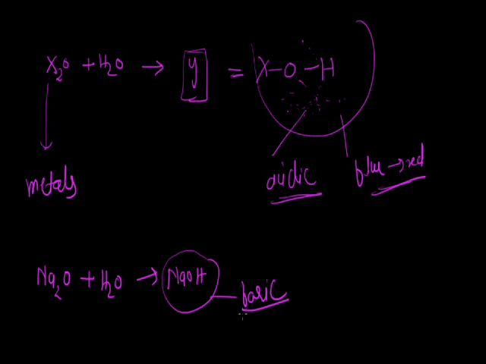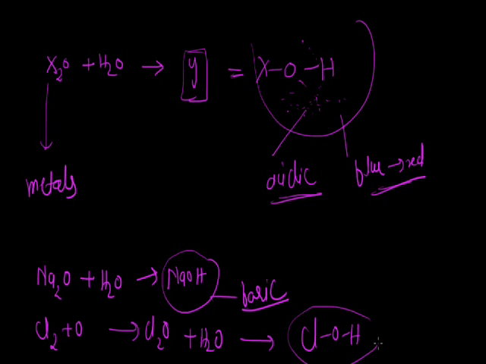Since metal oxides are basic, if we place a non-metal in place of X, like Cl, then Cl2 reacts with oxygen and gives Cl2O, a non-metal oxide. When that reacts with water, it gives ClOH, hypochlorous acid. So this turns blue litmus into red. So we can say that when we place a non-metal in place of X, it turns blue litmus into red.